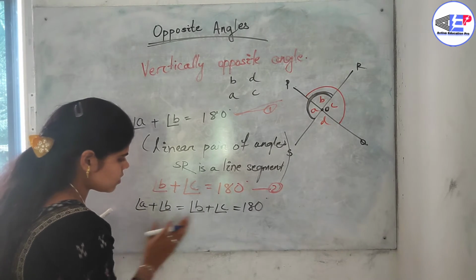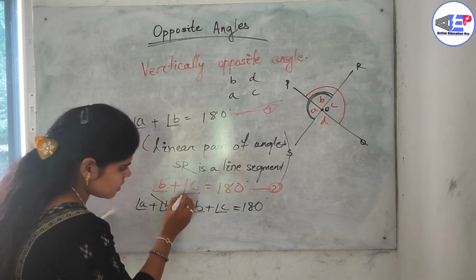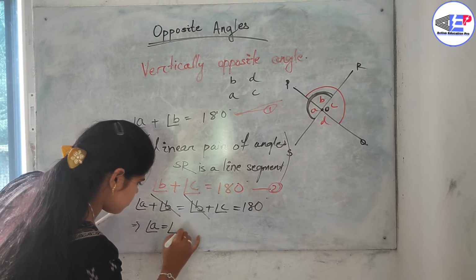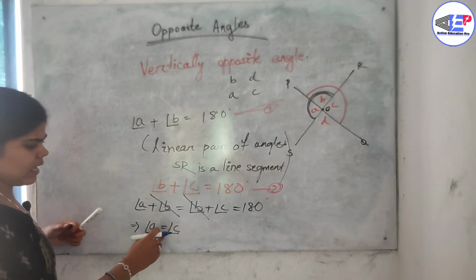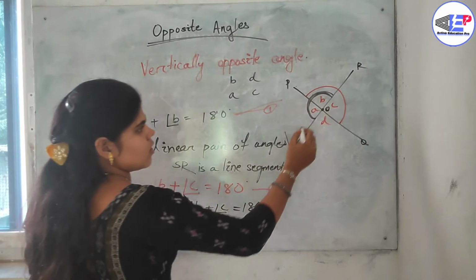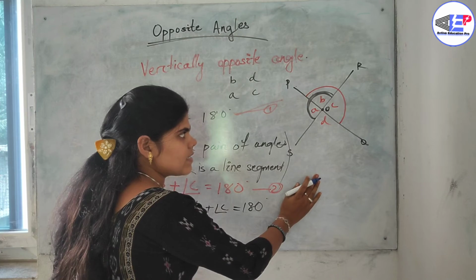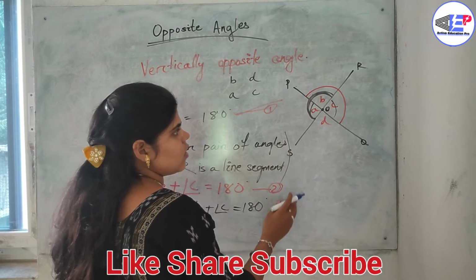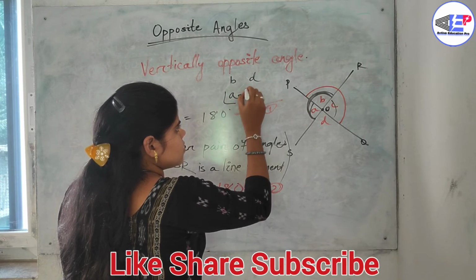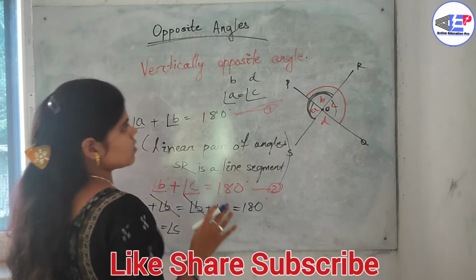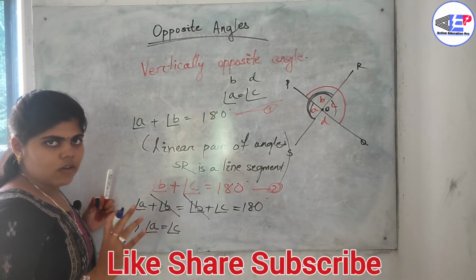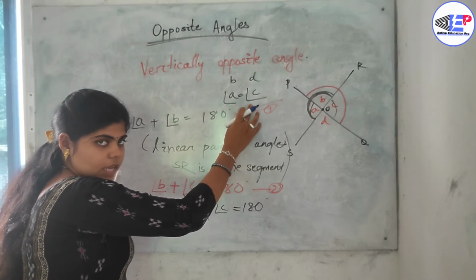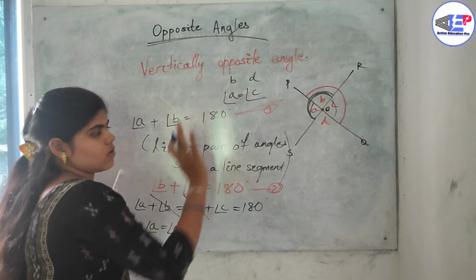Now, from both sides, cancel the angle B, so that A is equal to C. A is equal to C. Look here, what is the relation between A and C? We know that A and C are vertically opposite angles. So, the values of vertical opposite angles are the same. Here A is vertical opposite to C, and A is equal to C.